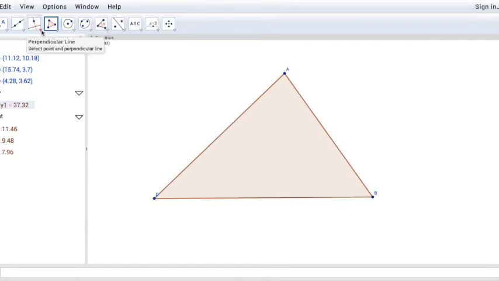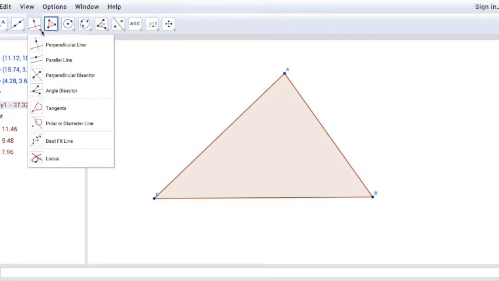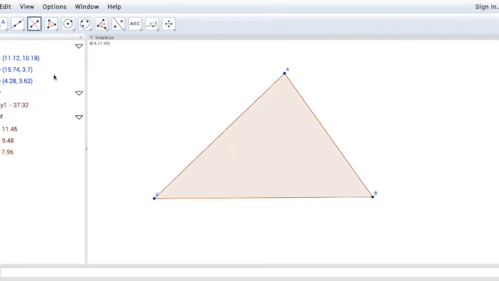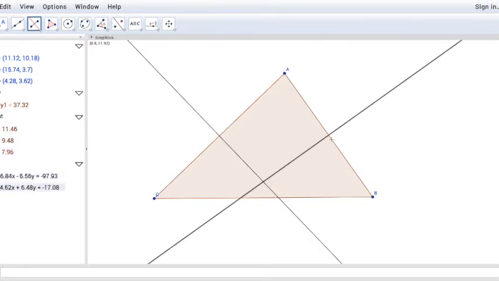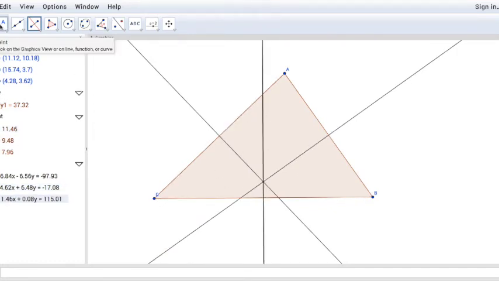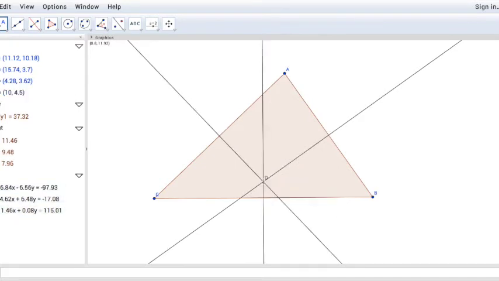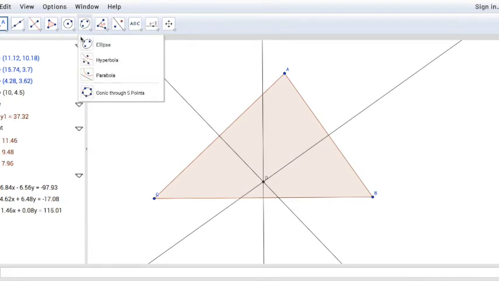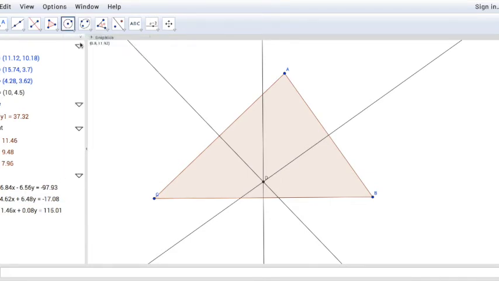Then I am going to the intersection window and clicking perpendicular bisector. If I click on the sides, I will get perpendicular bisectors. All 3 perpendicular bisectors are intersecting at one point. If I want to form a circle, I have to go to the circle window and click on the intersecting point and one vertex.